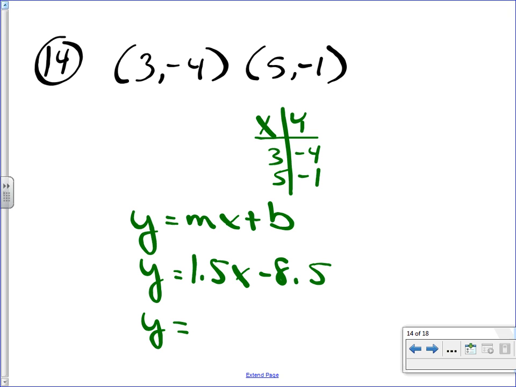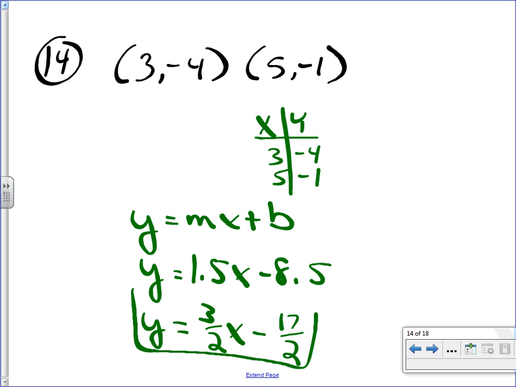Get a nice clean screen. Type in the decimal 1.5. Use your math button, math, enter, enter. And all it's going to do is change that decimal to a fraction. That decimal now becomes the fraction 3 over 2. And then we could do the same thing with that other decimal. 8.5 would now become a negative 17 over 2.